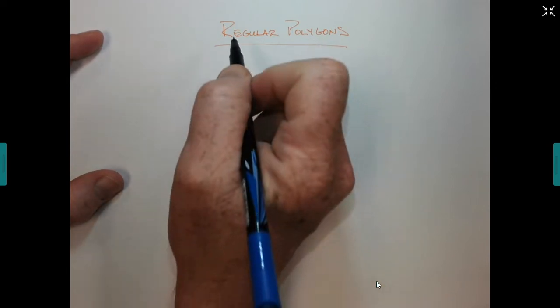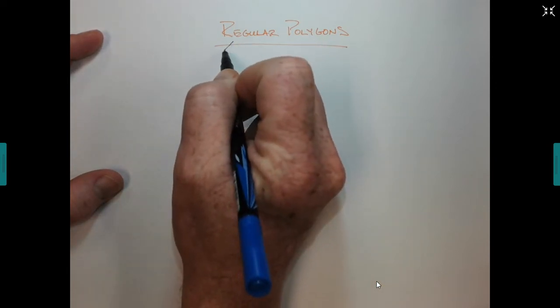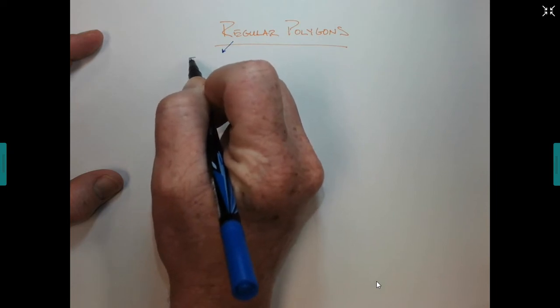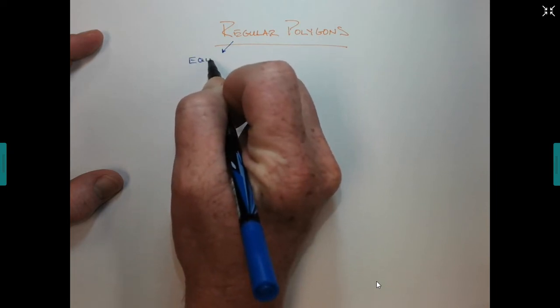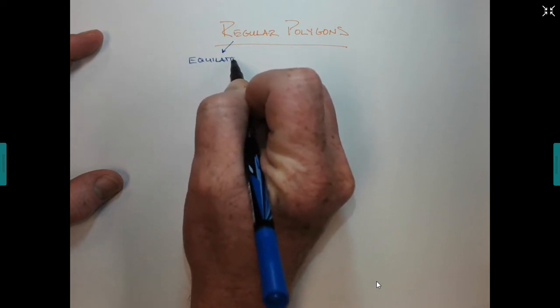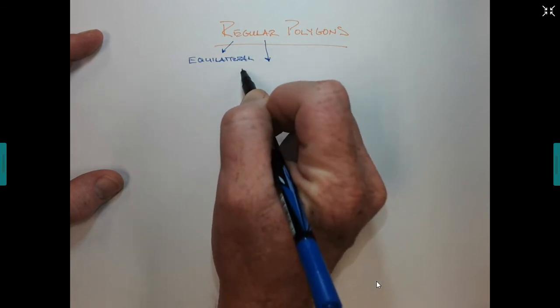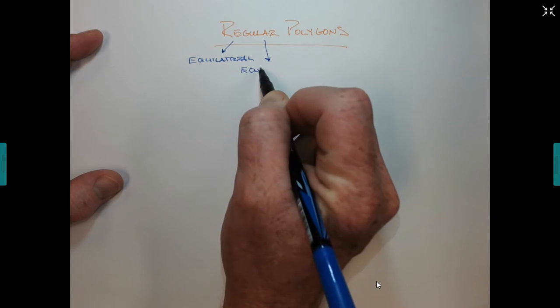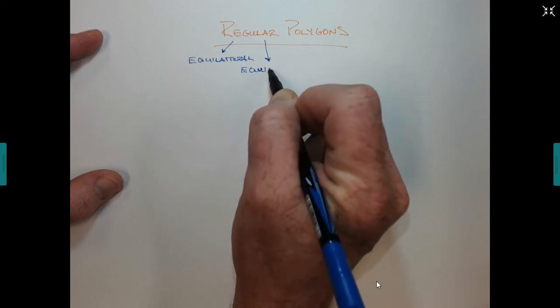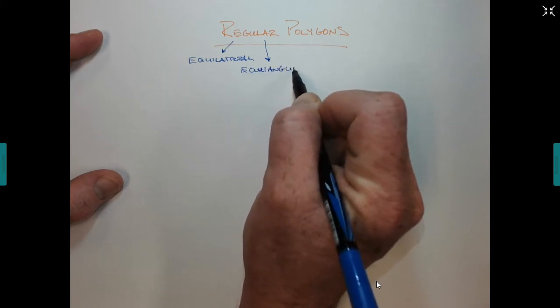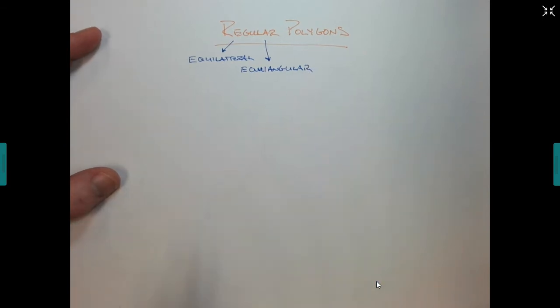All right, let's try and remember. Regular polygons means we are talking about shapes that are not only equilateral, but they are also equiangular. That means all of the sides in our shape will be the same measure, and all of the interior angles will be the same measure as well.